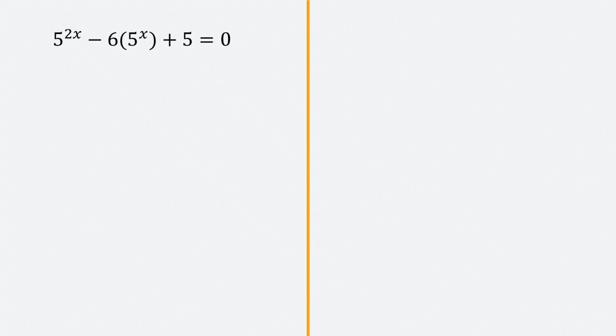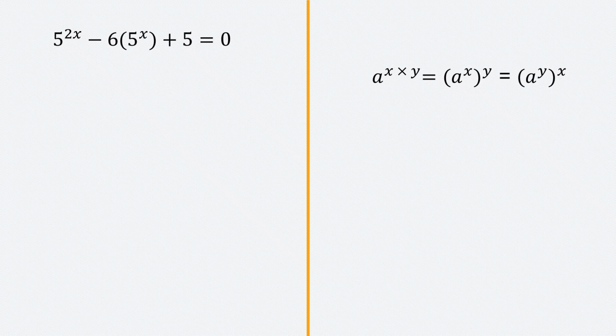So let's begin. The first thing we'll do is apply this rule, which is the power rule in reverse, right? So if a number is raised to a product of exponents, then it can be written as an exponent of an exponent, right? So a to the power x times y can be written as a to the power x all to the power y, or a to the power y all to the power x.